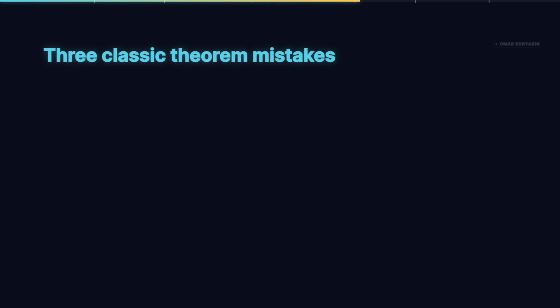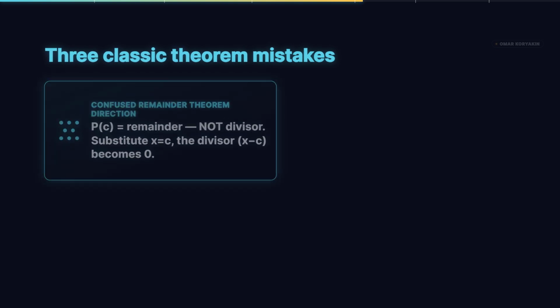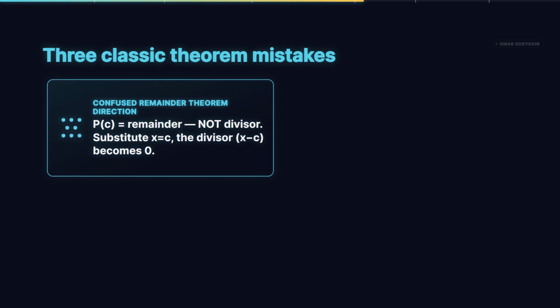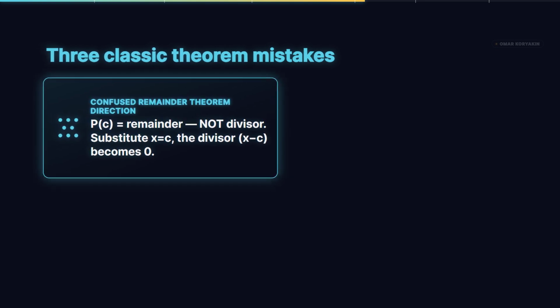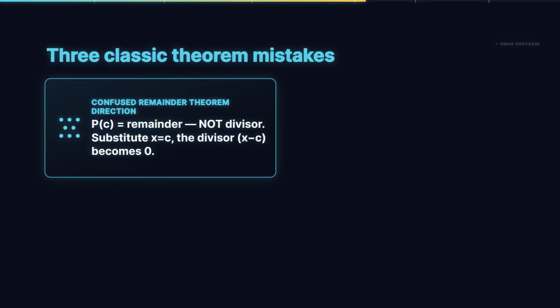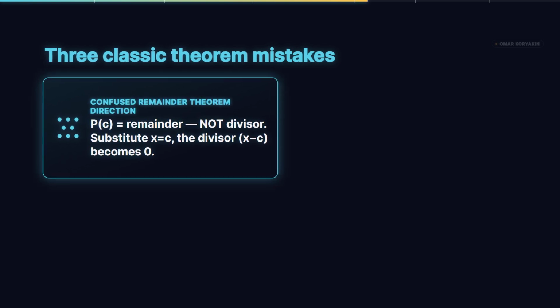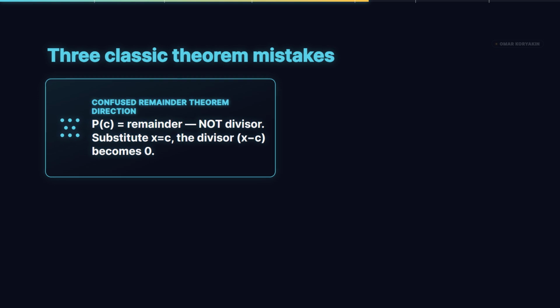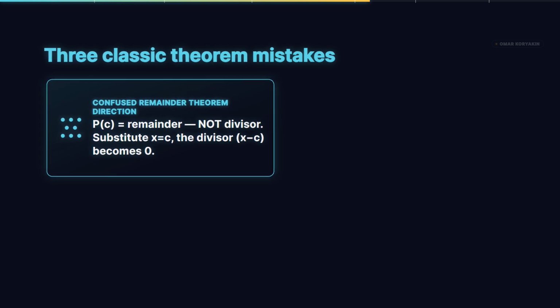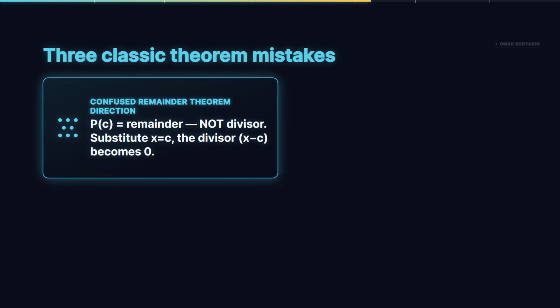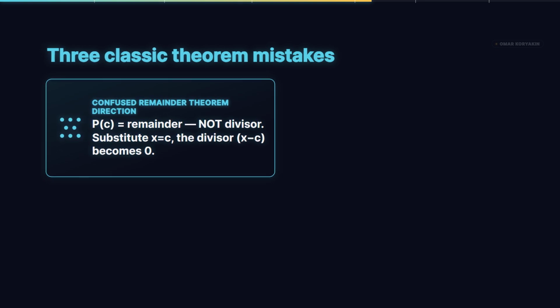Three mistakes catch every algebra student during their first weeks of remainder and factor theorem work. Each one is fixable with a small explicit habit applied consistently on every problem from now on. First mistake: getting the direction of the remainder theorem wrong. A student writes that the remainder equals p of x divided by x minus c, somehow treating the entire division as the result. The correct statement is that the remainder of the division of p of x by x minus c equals p of c, the value of p at c.